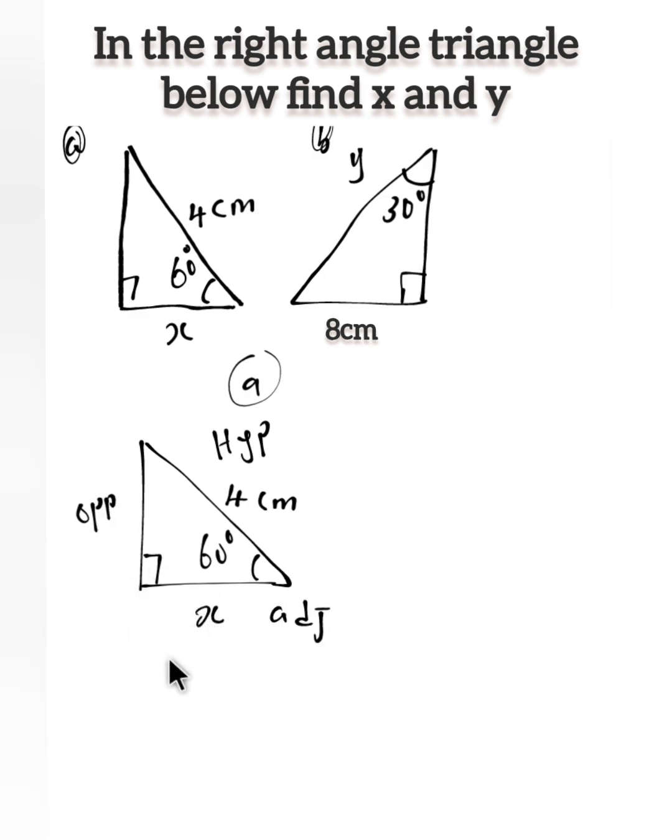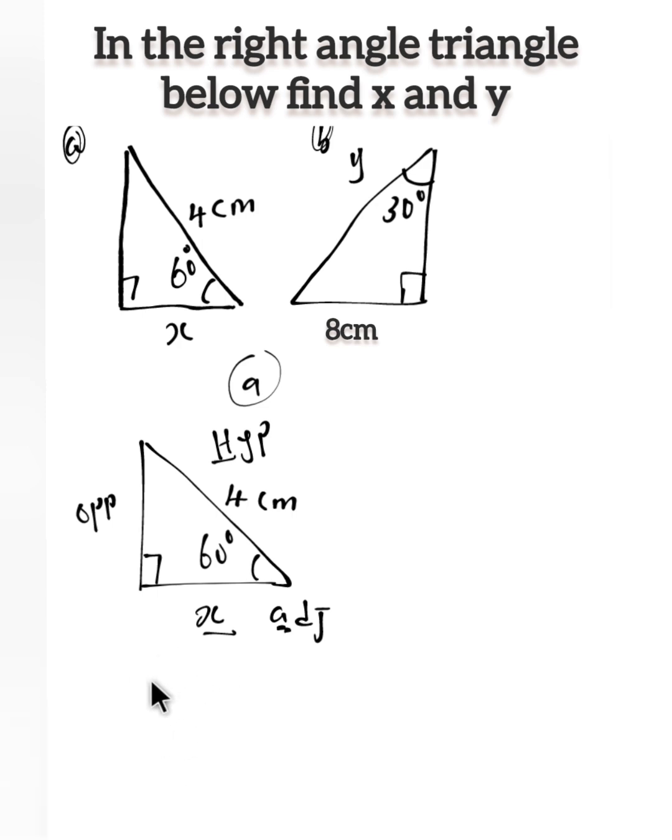Which trigonometric function are we going to use here? The function we're going to use depends on the information that is given. In the triangle, we have the hypotenuse, which is 4. Then we are looking for the adjacent, x. But we are not interested in the opposite because there's no information about it. So we are interested in the hypotenuse and adjacent.